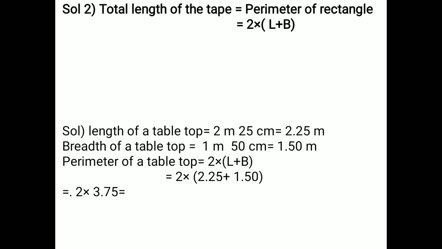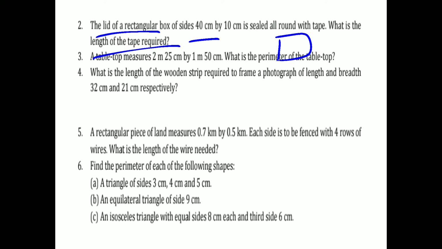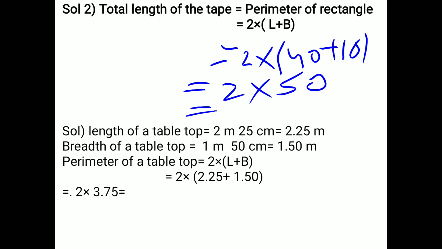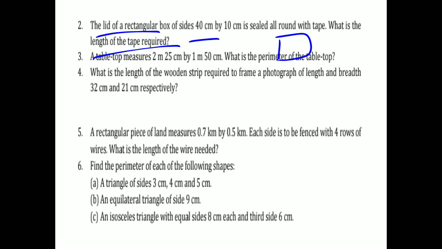Total length of tape is equal to the perimeter of a rectangle, which is equal to 2 into (L plus B). Now you put in the values: 2 into (40 plus 10). Then you write 2 into 50. The answer will come 100 centimeter, and 100 centimeter, you all know, is equal to 1 meter. It's your wish if you write 1 meter or not. Clear? Now I do question 3.